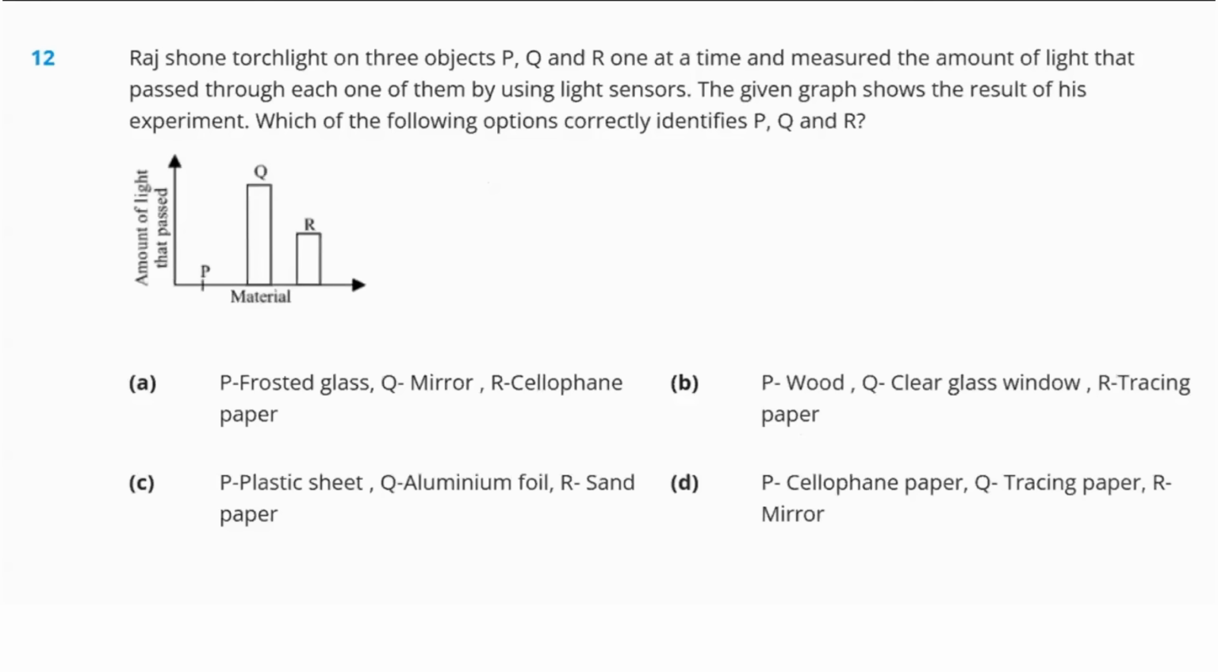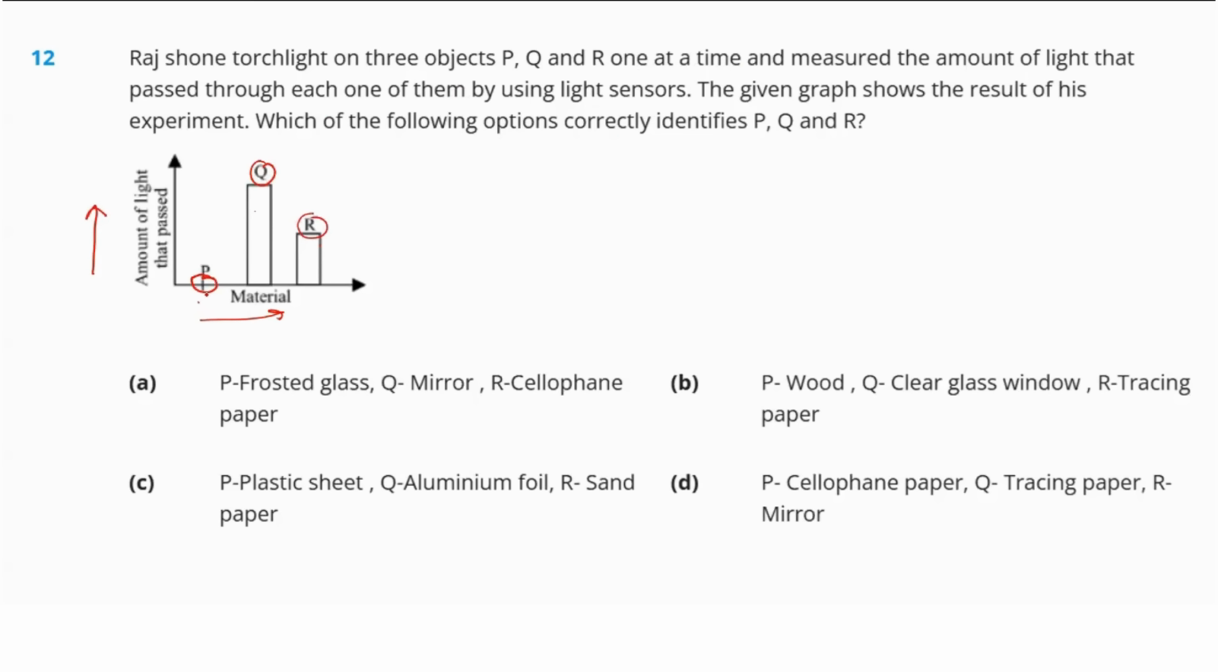Question number 12. Raj shone torchlight on three objects P, Q, and R one at a time and measured the amount of light that passed through each one of them by using light sensors. The graph shows the result of his experiment. Which of the following options correctly identifies P, Q, and R? So understand it this way: we have material on this axis and the light which was passed on this axis. From P, no light was passed. From Q, it was maximum, and from R, it was in the middle.